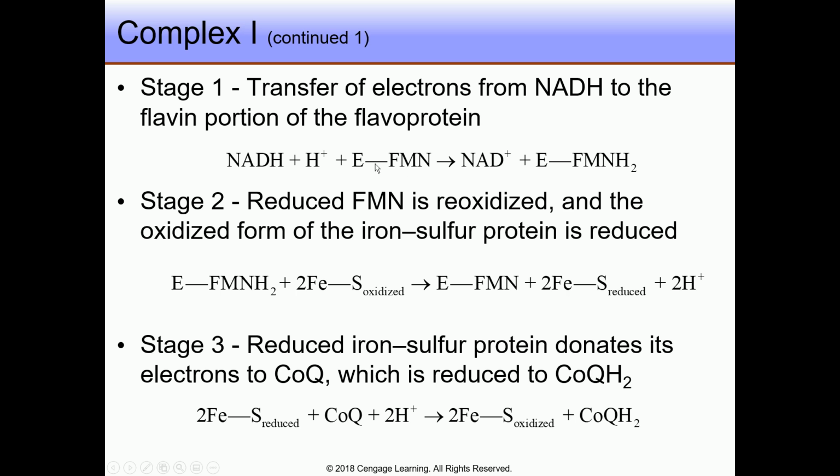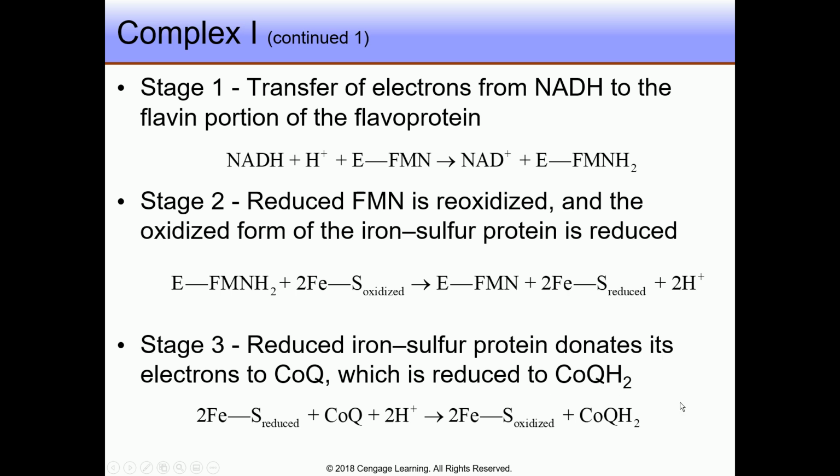So this basically shows you how the electrons are getting transferred. This is NADH, which is the reduced form. It is going to deliver the electrons to the flavoprotein, which has FMN in it. NADH gets oxidized and converted into NAD plus, and it reduces the flavoprotein. And then this reduced FMN is going to reduce the protein with iron and sulfur in it, and it is itself going to get oxidized. So through this whole electron transport chain, it's all oxidation reduction reactions taking place.